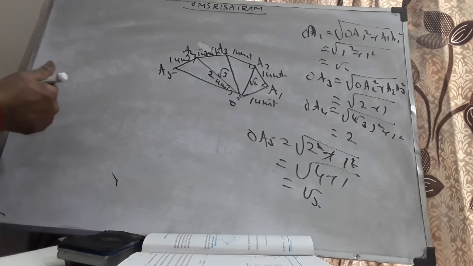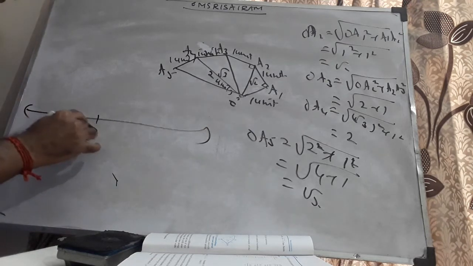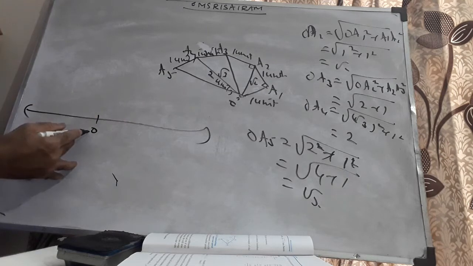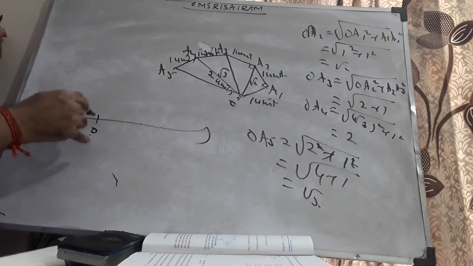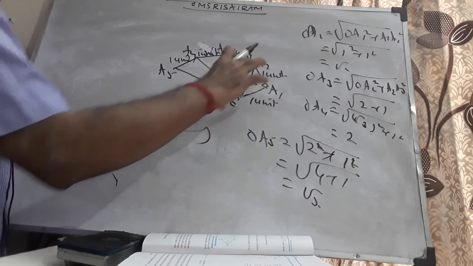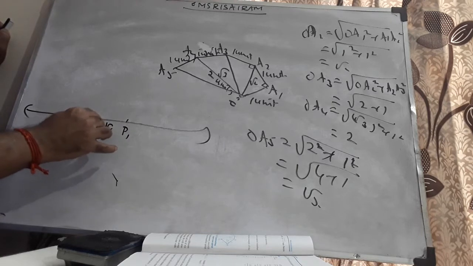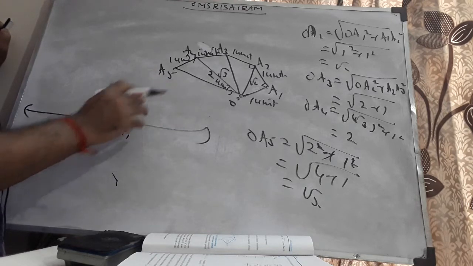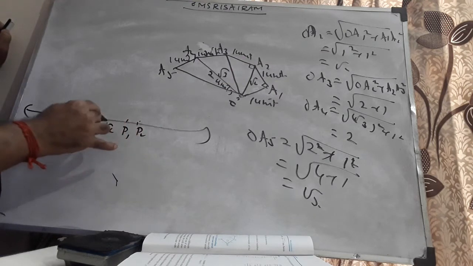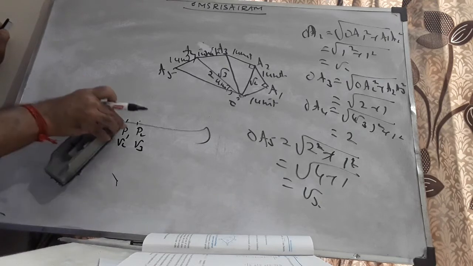And if you want to represent it on the number line after this, you can proceed like this. Just draw a number line, a real line, and mark one point as O. With O as center and OA2 as length, mark a point over here. This is root 2. Again, with O as center and OA3 as length, mark a point over here, P2, which will be root 3.